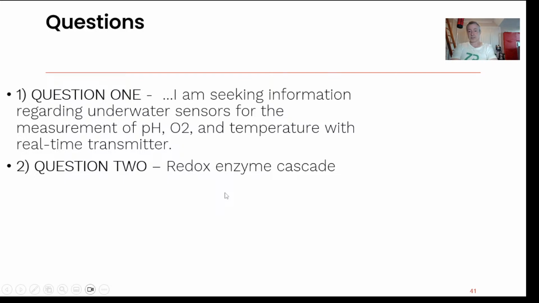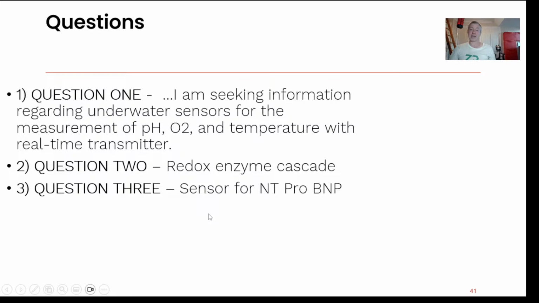Question number two is absolutely right. His instincts were correct that he's got the mediators in the wrong oxidation state, and the voltage or the potential he was told to apply was going to keep it in the wrong oxidation state. But by switching the potential, it should start to work, unless the enzyme cascade then doesn't work.